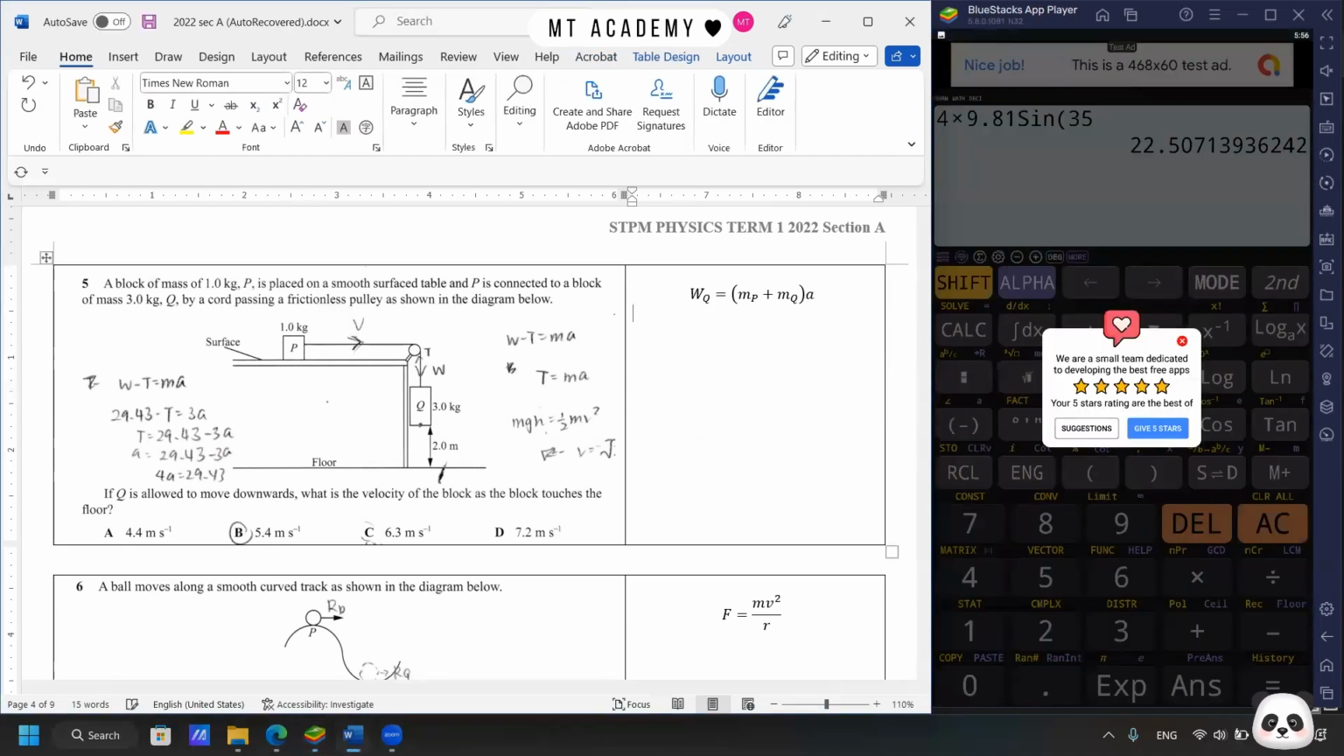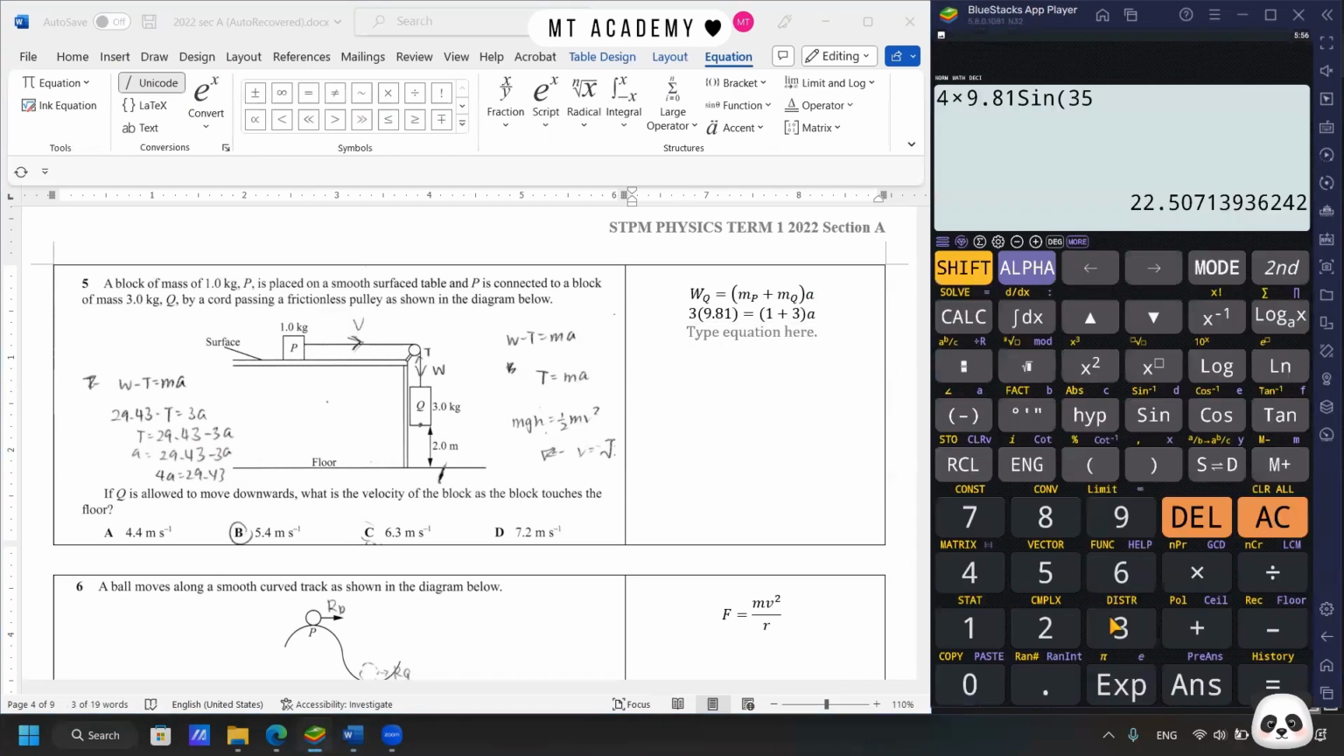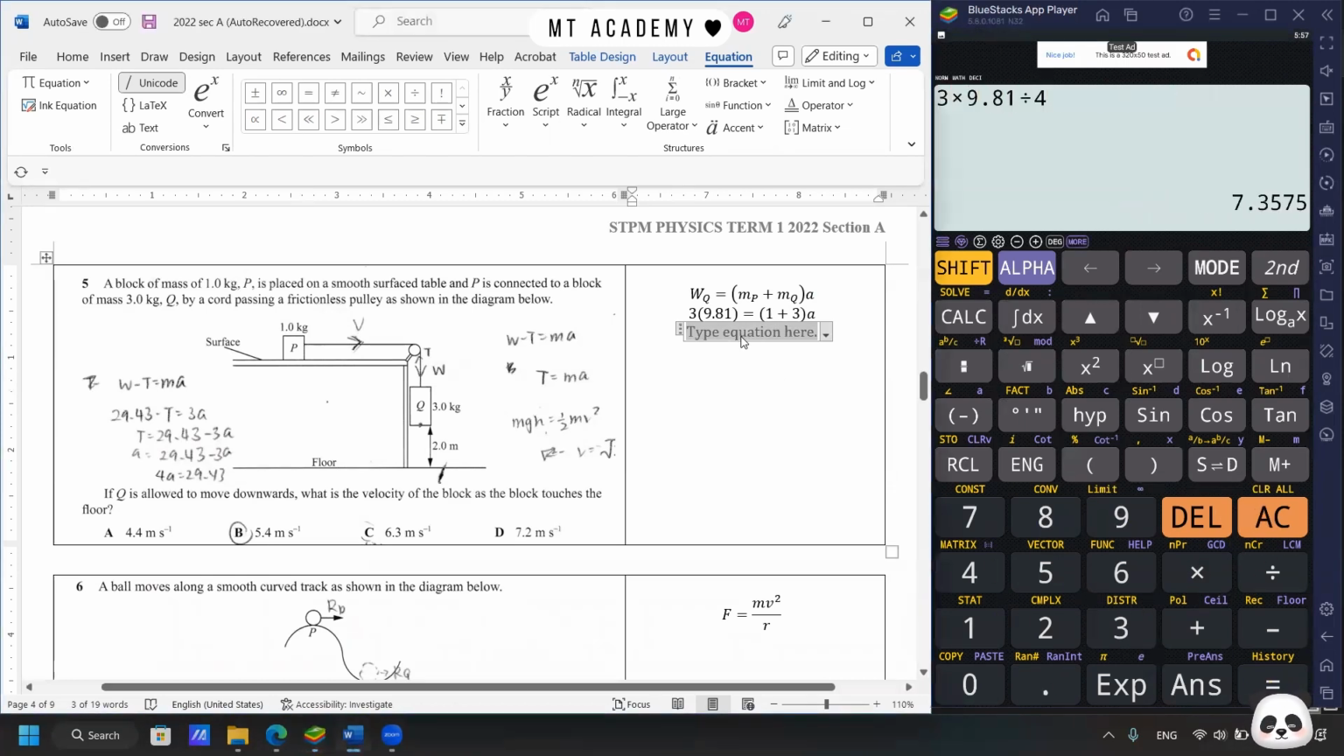The weight of Q is equal to mg, that is 3 kg multiplied by 9.81, which is equal to the total mass, 1 kg plus 3 kg, the mass of P and Q, multiplied by a. So here we can get a in a very short time. What we have is 3 times 9.81 divided by 4. So the acceleration is equal to 7.36 meters per second squared.